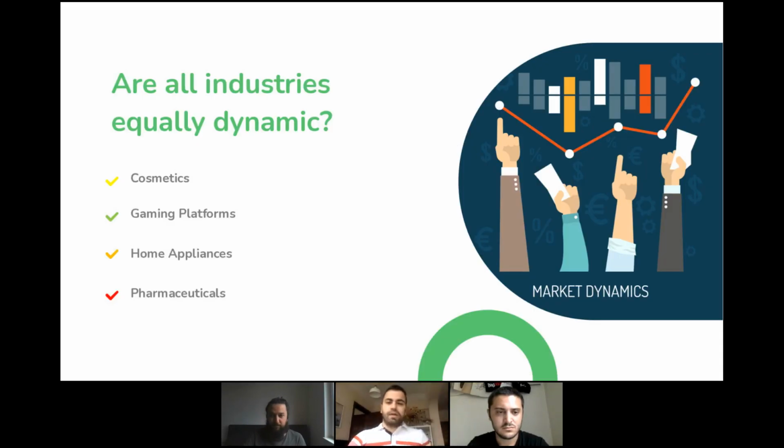So the first question that one may ask is that there are hundreds of verticals in the e-commerce sector, and are all of these industries equally dynamic? Well, that's not the case. Regardless of the industry that you operate in, there are quite a lot of parameters that you need to take into account while dynamically repricing your own products.